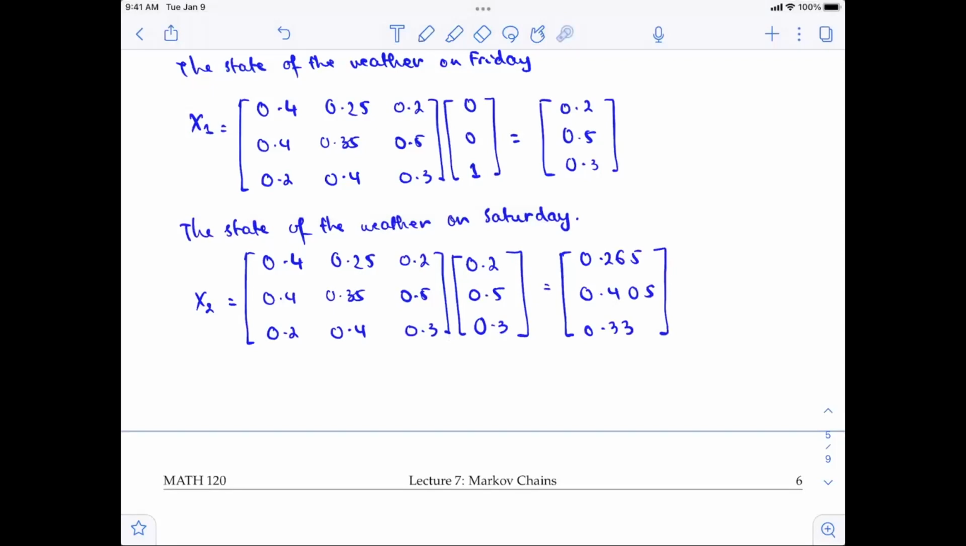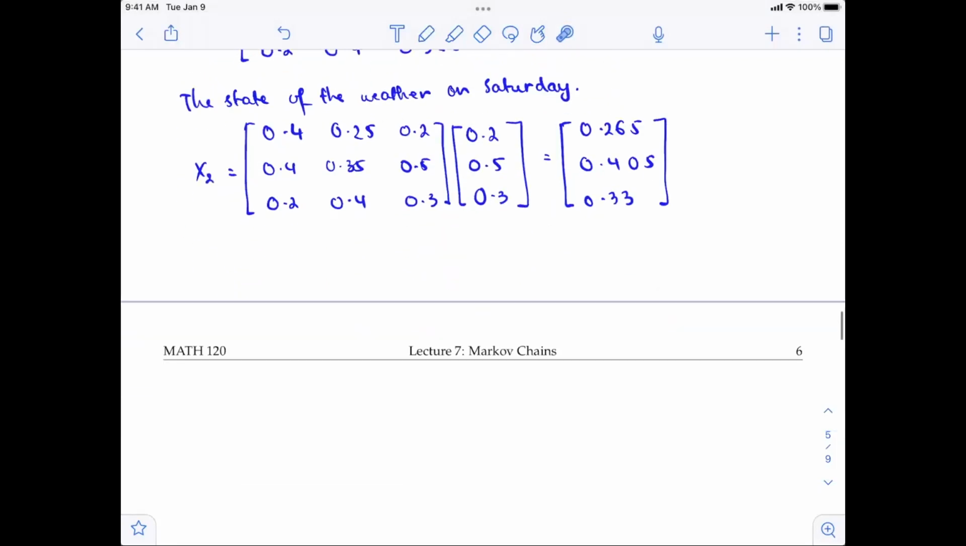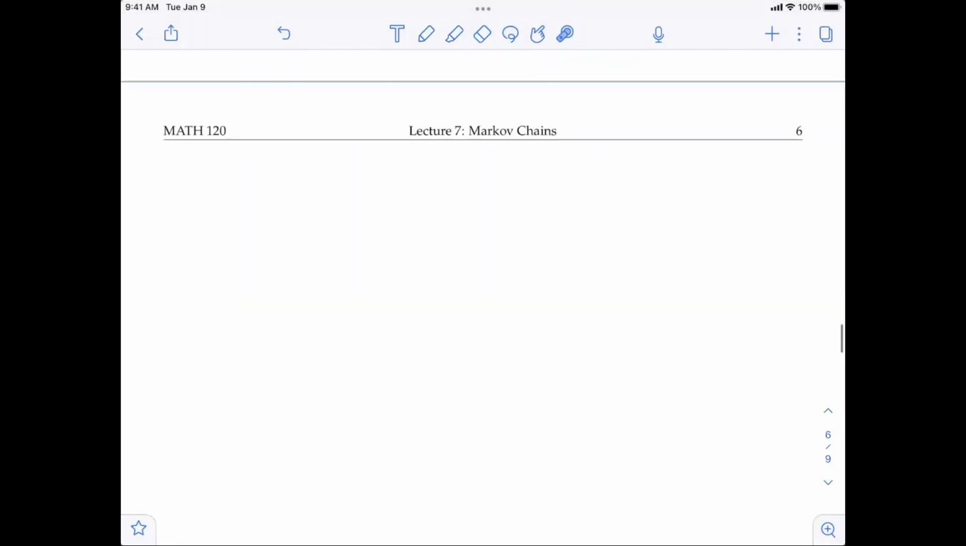Okay, so there will be 26.5% chance that it would be sunny on Saturday, 40.5% chance that it's cloudy on Saturday, and 33% chance that it will be rainy again on Saturday. Okay. Now for Sunday, you need to calculate X3. So the state of the weather on Sunday.